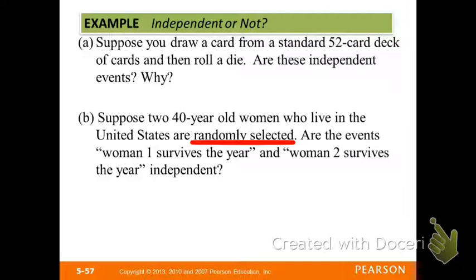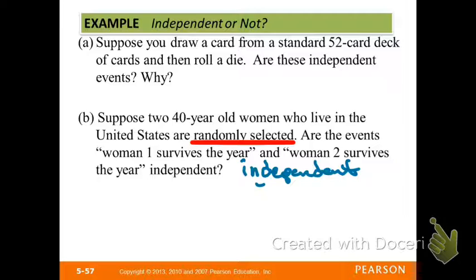If the first woman lives, is there any way that her living affects woman 2 living? Because they're randomly selected and because there's no personal attachment between these two people, we're going to assume that woman 1 surviving the year has no effect on whether woman 2 survives the year or not. So again, we would say that these two things are independent, because of their lack of relation to one another.